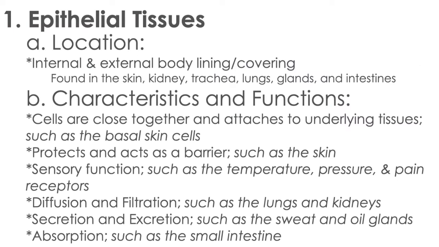So let's talk about epithelial tissue. Be aware of some of the different locations. As we said, it's not just the skin, but this can be in the kidney, the trachea, which is the breathing tube, the lungs, different glands in the intestine, especially the small intestine. Some characteristics and functions of this: they can attach to underlying tissue. This is specifically seen in the basal skin cells, or the bottom skin cells. These cells can protect and act as a barrier, such as the skin.